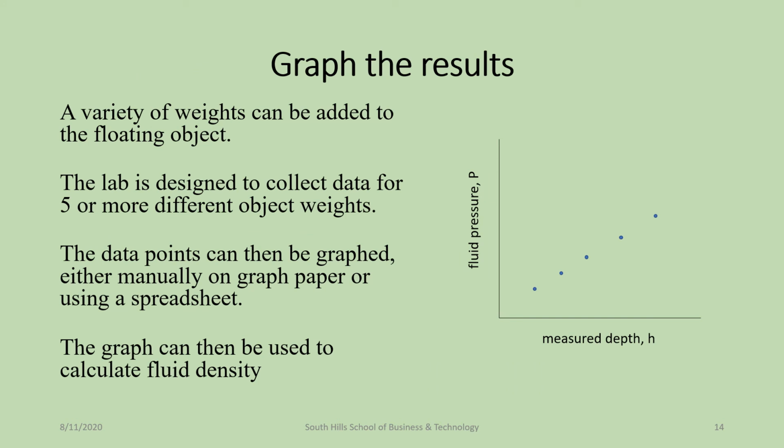And the last step in the lab is, since we have the flexibility to add different weights to this floating cylinder, the lab calls for, I've set it up for 5 different weights. You can put a small weight in there and just keep adding successive weights and collecting data. So the graphing at the end is graphing fluid pressure versus the actual measured depth of the object, because the apparatus allows you to actually measure the depth of the object. So you graph fluid pressure versus depth.